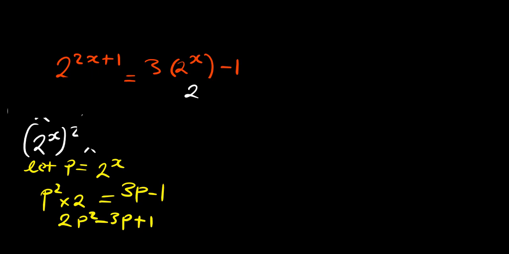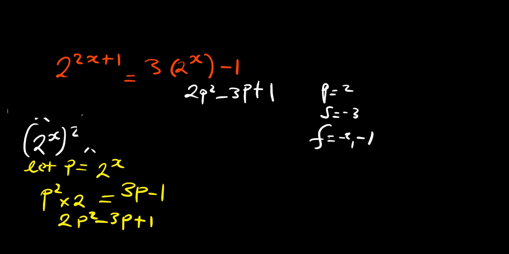So we have 2p squared minus 3p plus 1. So what do we have? We're going to look for two numbers that when we multiply them give us a product. The product in this case is 2. The sum is negative 3. Two numbers that when we multiply them give us 2, but when we add them give us negative 3: negative 2 and negative 1 achieve that. So we're going to have 2p squared minus 2p minus p plus 1 is equals to 0.